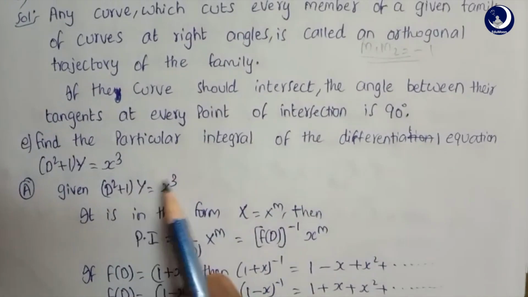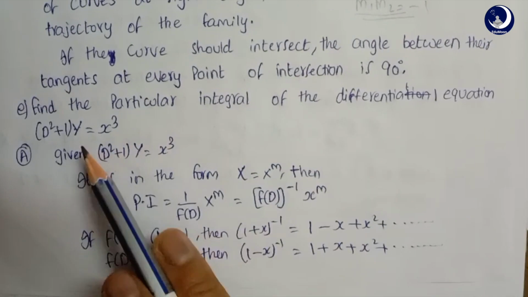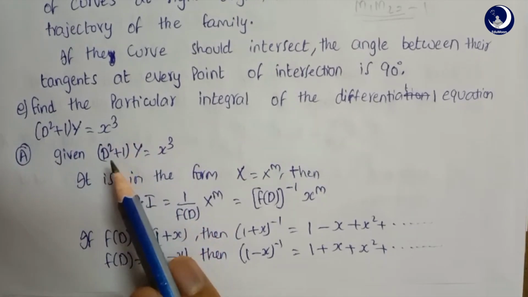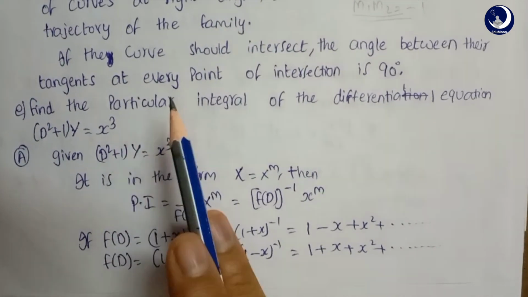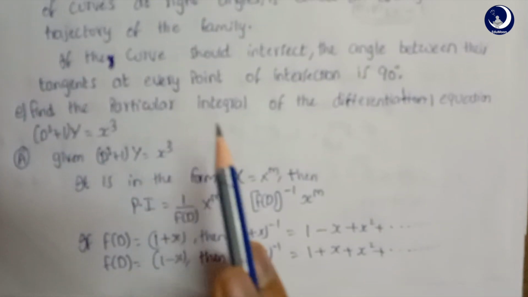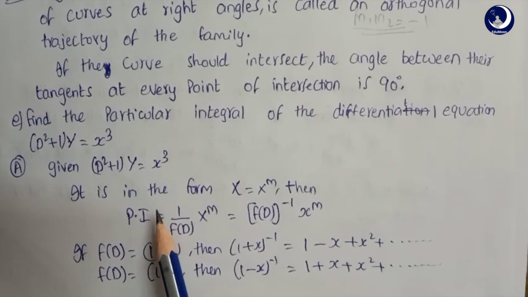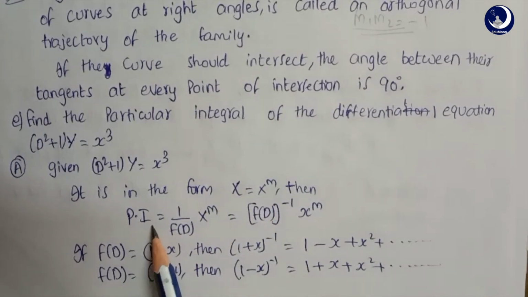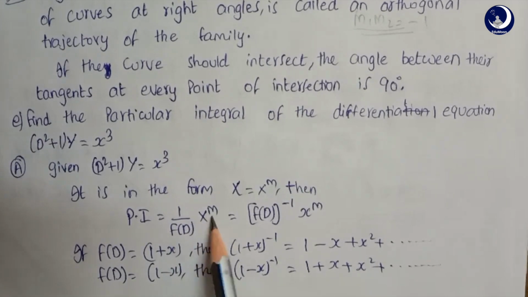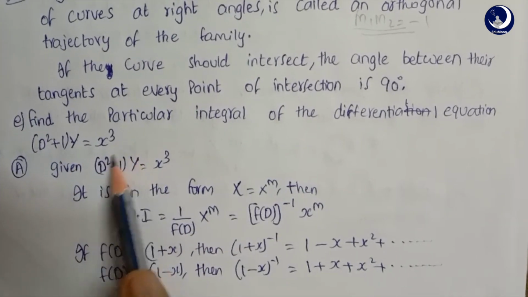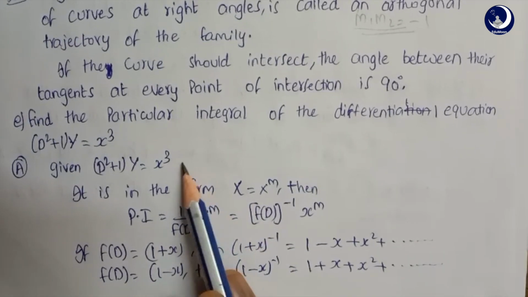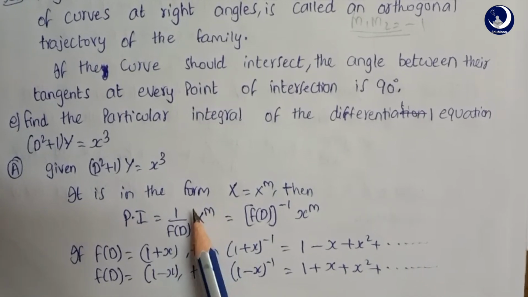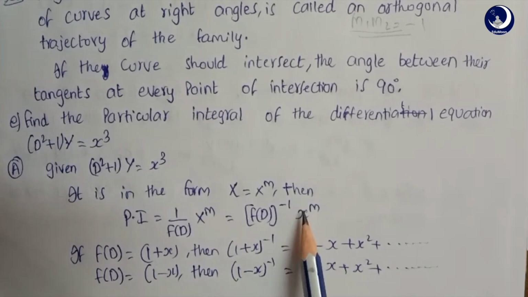Coming to the fifth question, find the particular integral of the differential equation. The given differential equation is (D squared + 1) y = x cube. Here we have to find a particular integral. It is in the form of some X equal to x to the power m. For this form, the particular integral is 1 by f(D) into x to the power m. Here f(D) is the given function D squared + 1, and x to the power m is x cube. For this I replace it with the inverse function, the inverse of f(D) into x to the power m.